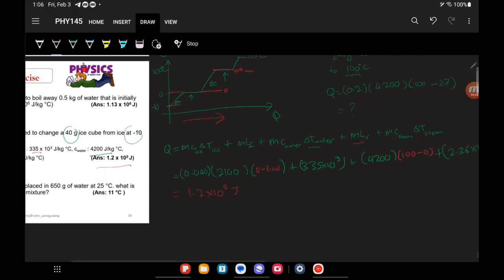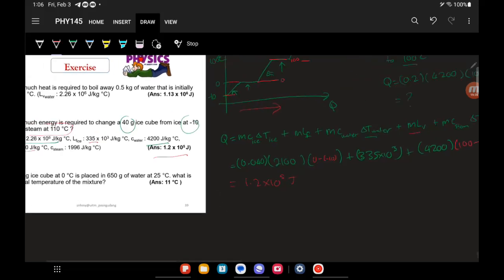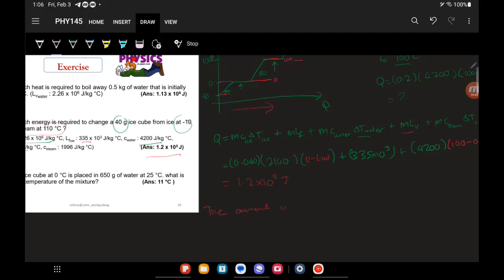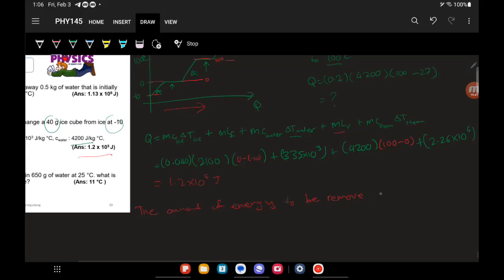Let's see if you were to change the question just now: the amount of energy to be removed from 40 gram of steam at 110 degrees Celsius to form an ice cube at -10 degrees Celsius. If you do this, you should get the same answer as this, only that you're going to get a negative value. So how are you going to do it in this case?